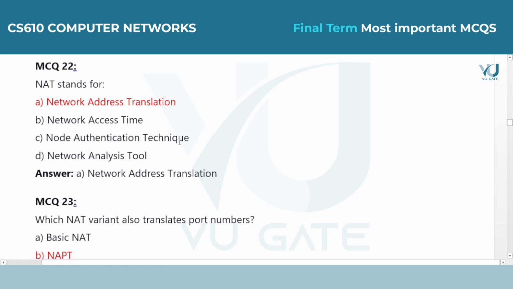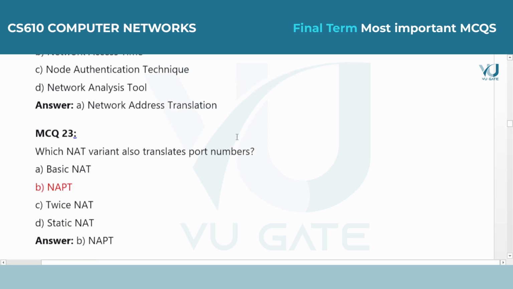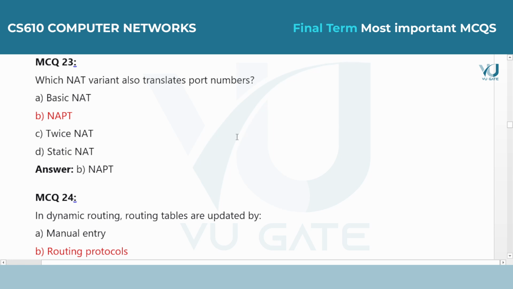Answer: A, Network Address Translation. Concept: NAT allows multiple devices on a private local network to share a single public IP address for internet access. MCQ 23. Which NAT variant also translates port numbers? Answer: B, NAPT. Concept: Network Address Port Translation (NAPT), also known as PAT, uses unique port numbers to distinguish between different devices sharing one IP.